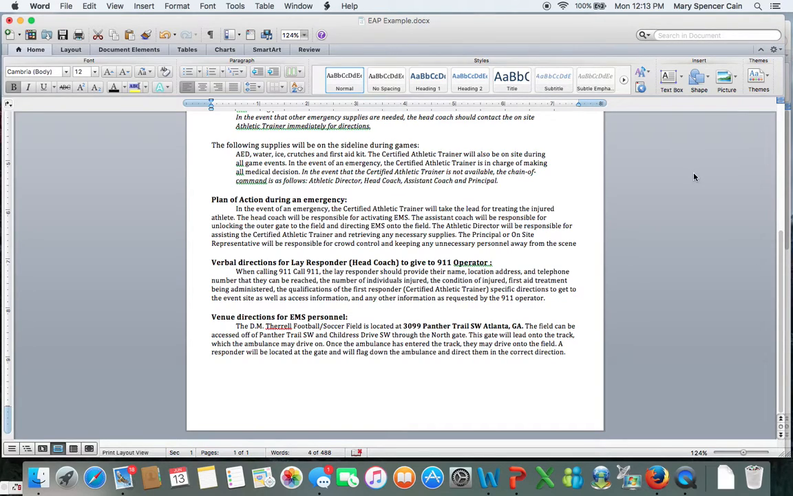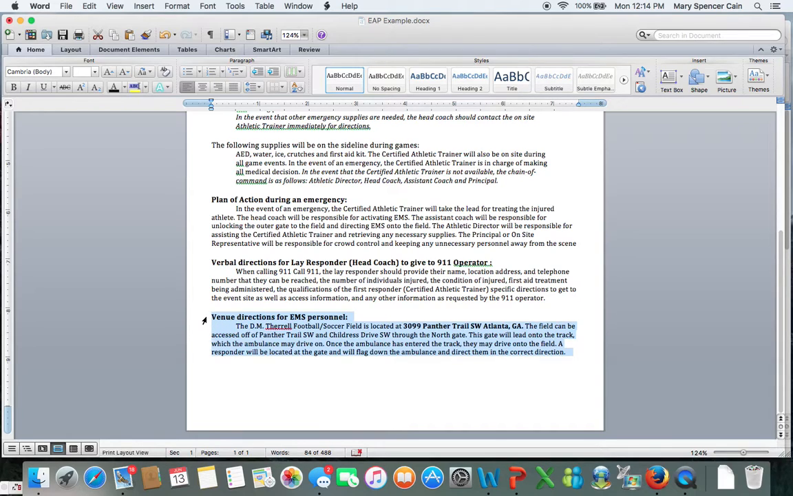You don't want EMS getting lost whenever they're trying to provide emergency care to someone. All right, the last portion is venue directions for EMS personnel. So again, exactly step-by-step how to get in there. But you need to have this written down. You can't just go off verbal what the lay responder is going to say.